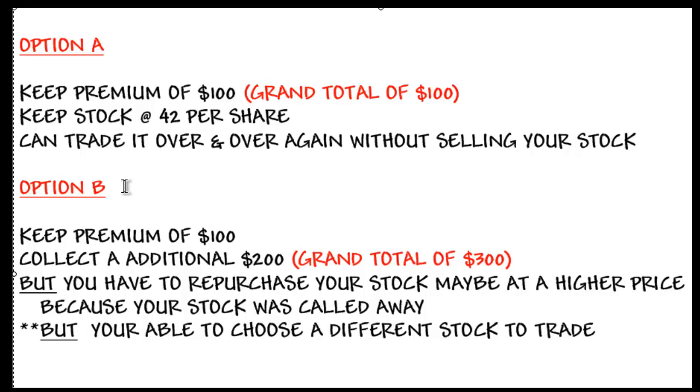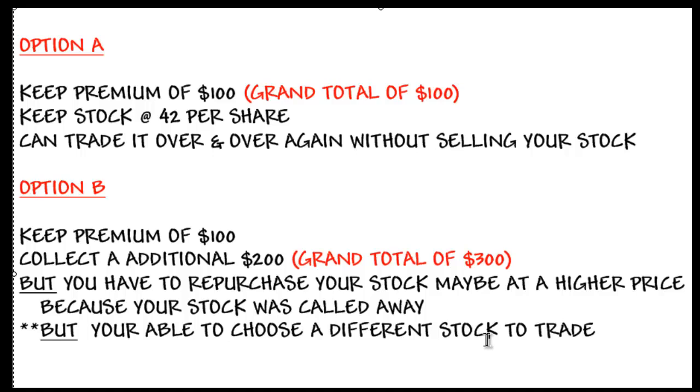Sure, anybody could see that option B is more profitable. But however, what if you try to purchase this stock back and the stock is trading for higher? Then you're going to have to come up with more and more money in order to purchase the stock. But there is an upside. By having the stock called away from you, you are able to choose a different stock to trade. So that is a plus.